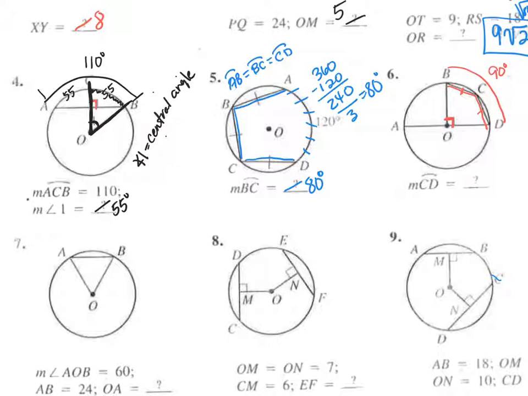CD and CB are marked congruent. So that means I need to take 90 and divide it in half. And that will tell me that arc BC is 45 and CD is 45. So arc CD there is 45 degrees.